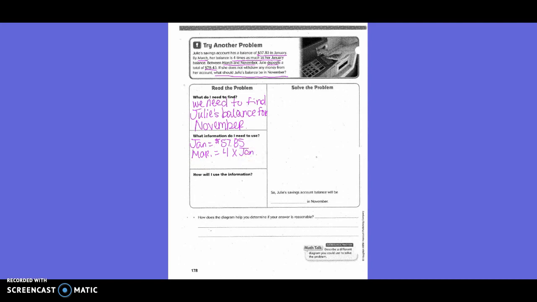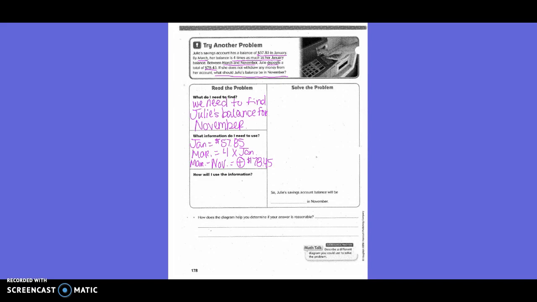And then March to November, it says she deposited. So what does that mean? She put in money, so that means she added money, right? So add how much? $78.45. So how will I use the information?